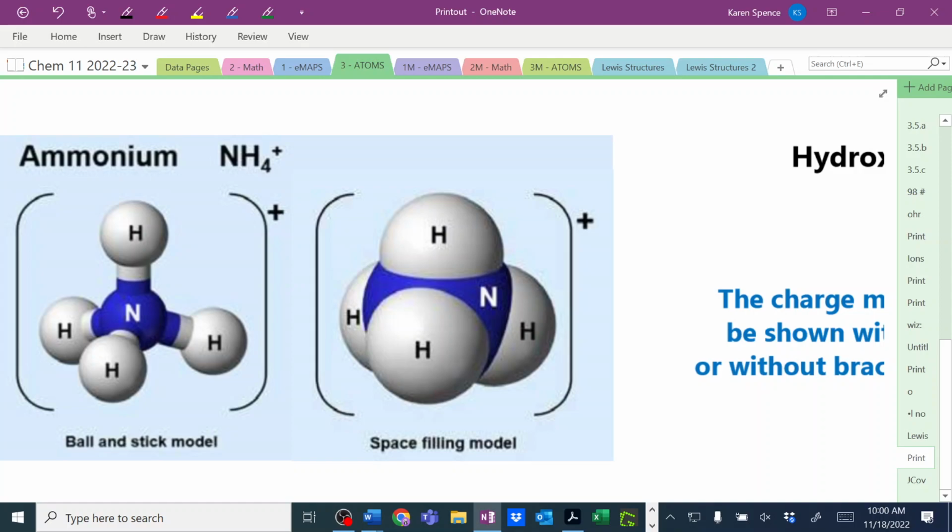You don't really need to understand that. You just be like, okay, I have this little structure, and all together it has a positive charge. And that's, again, why we put those big brackets around it, to show that the entire thing has a positive charge.